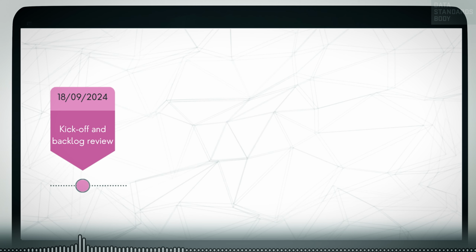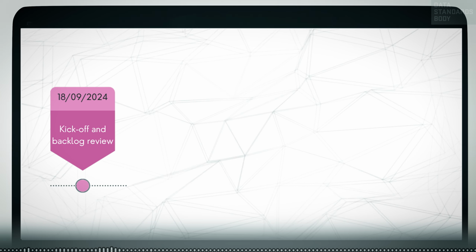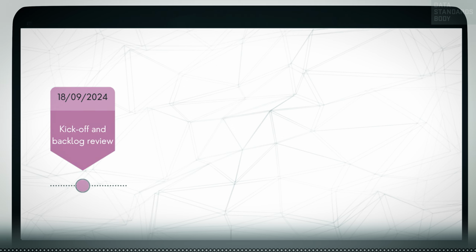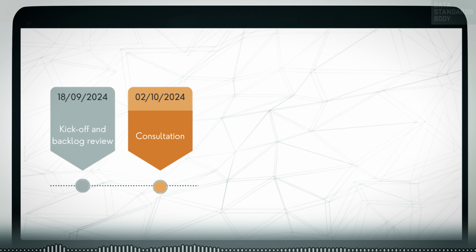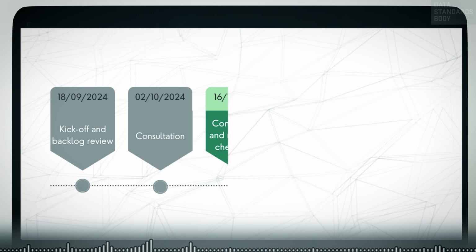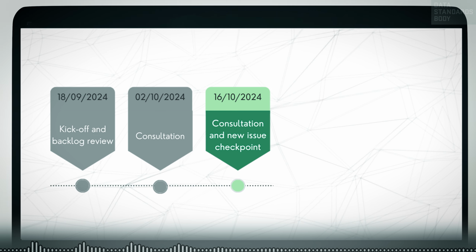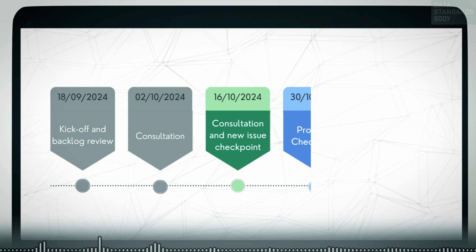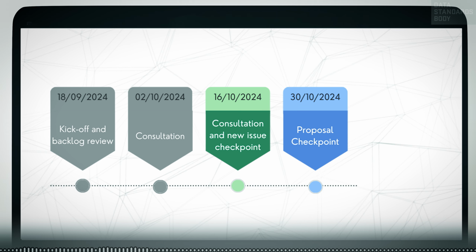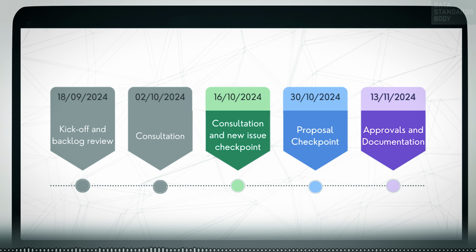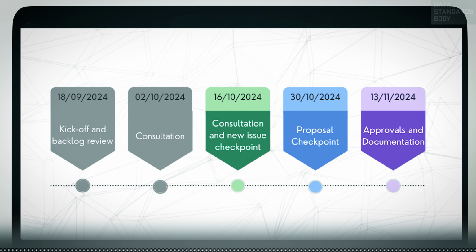At the time of writing, the Maintenance Issue 21 schedule is: 18th September 2024, Kickoff and Backlog Review completed. 2nd October 2024, Consultation completed. 16th October 2024, Consultation and New Issue Checkpoint. 30th of October 2024, Proposal Checkpoint. 13th of November 2024, Approvals and Documentation.